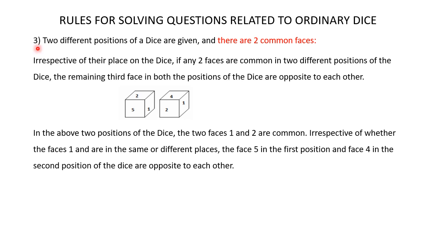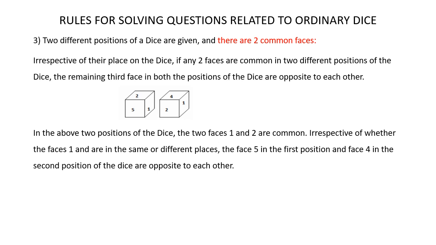Let's now look at rule number 3. Rule number 3 is for finding the opposite faces when two different positions of a dice are given and there are two common faces. The rule is, irrespective of their place on the dice, if any two faces are common in two different positions of the dice, then the remaining third face in both the positions of the dice are opposite to each other. Now let's understand this rule with the help of an example.